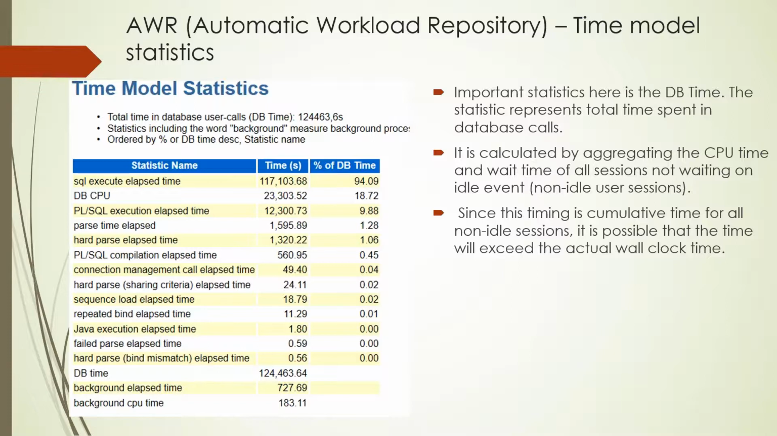Most of the time in interviews or in sessions, you might get this type of question: why is DB time greater than the time you took the snapshot? If you're taking a 60 minute snapshot for AWR, why is your DB time more than that? This is the reason, because it's a cumulative time and it is calculated by aggregating the CPU time and wait time of all the non-idle sessions, right? Now we'll go through and see the different statistics listed over here.